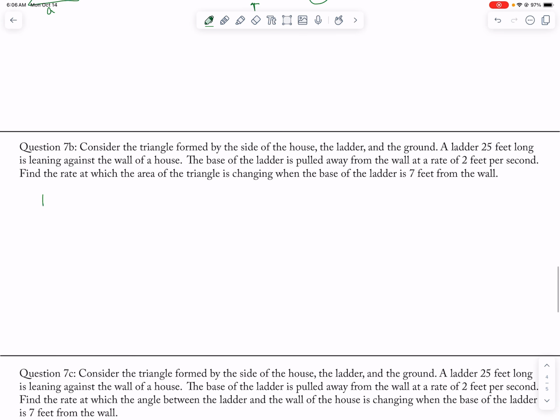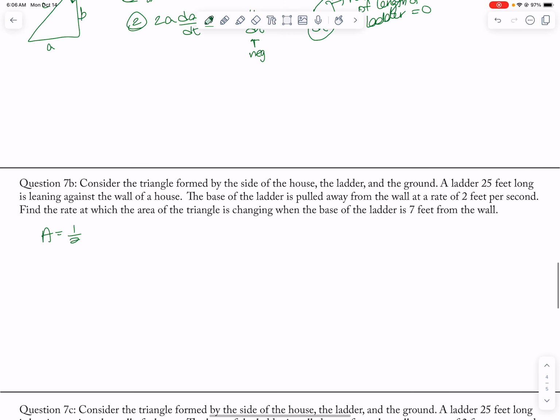Okay. Area is 1/2 base times height, which is A times B. So dA dt is equal to 1/2 B dA dt plus A dB dt. And then you're going to plug in.